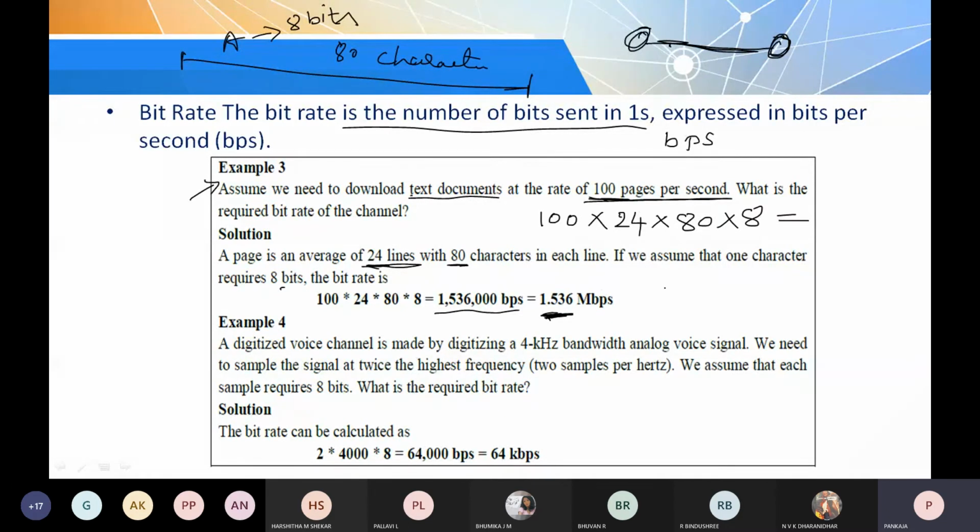Any doubt in the first problem? See here, you need to understand the problems. First you need to understand what the question is. If you understand the question, then you can easily solve the problem by specifying the proper unit.